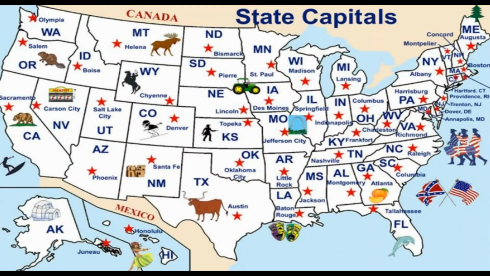In front of you, you have a map with all 50 states. Please find your state and you will find the capital there next to the red star. For example, if you live in California, the capital is Sacramento. If you live in Florida, the capital is Tallahassee. If you live in New York, the capital is Albany. Find your state and you will find the capital next to the red star.